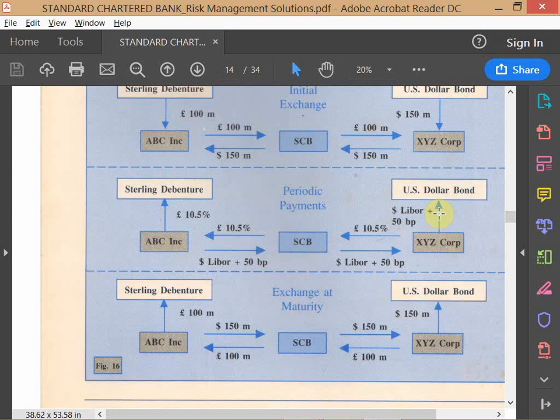Now, as I said here, we are artificially considering this another case of swap driven issuance. Which means that XYZ Corp had no interest in issuing floating rate dollars. They have no interest in that. Let's assume they're a UK based company and all their revenues are in British pounds. So if you're a UK based company and all your revenues are in British pounds, what is the prudent risk management?